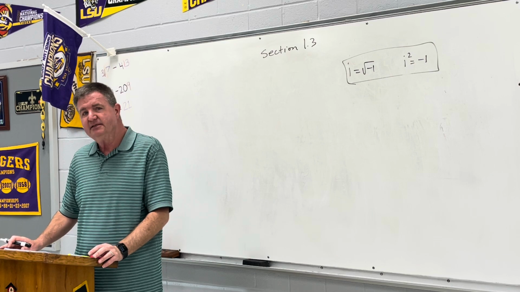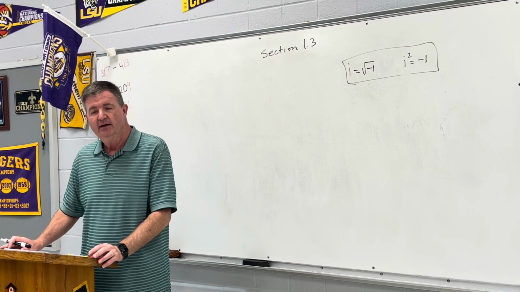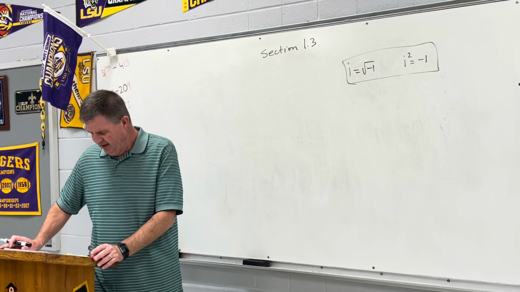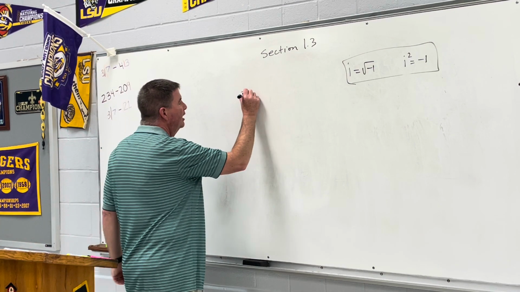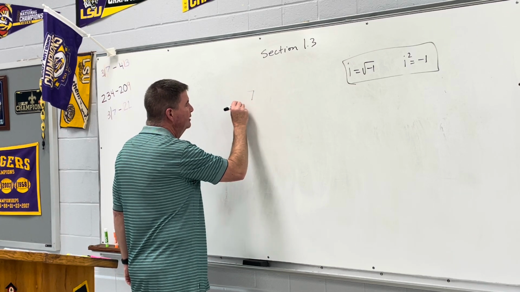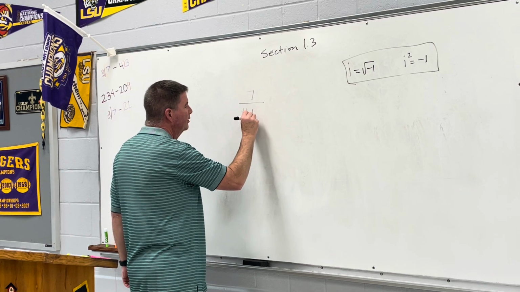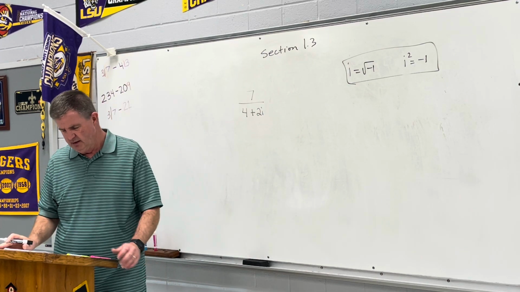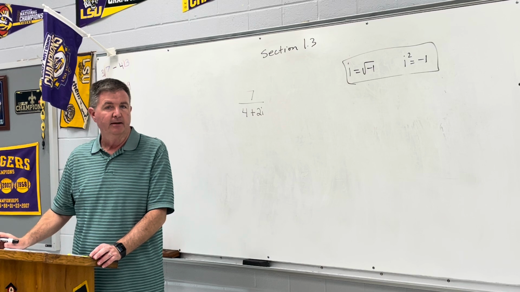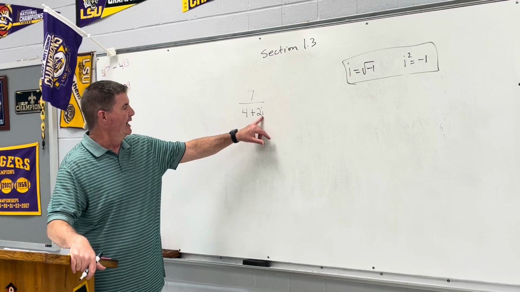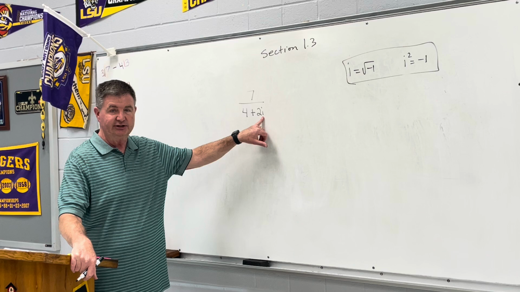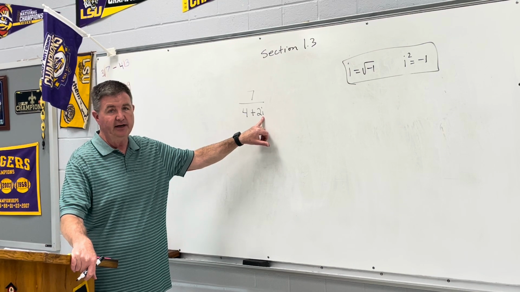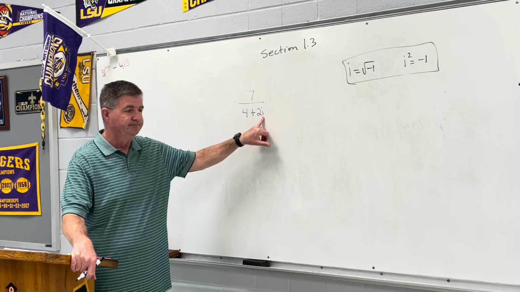Okay, what happens if we have to divide? Most of the time there's no dividing really going on. Suppose I have 7 over 4 plus 2i. I have a problem here. My problem is that i is in the bottom of a fraction. We cannot have a complex number or an imaginary number in the denominator of a fraction.